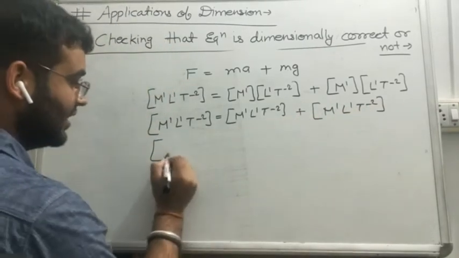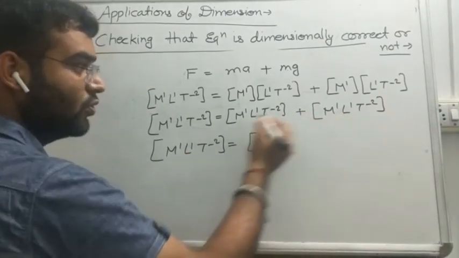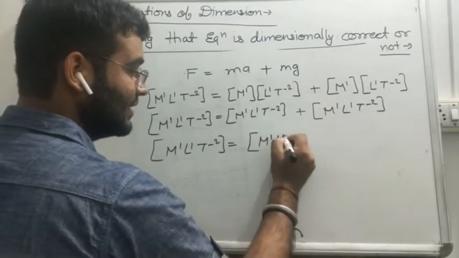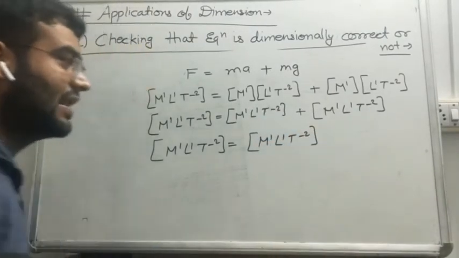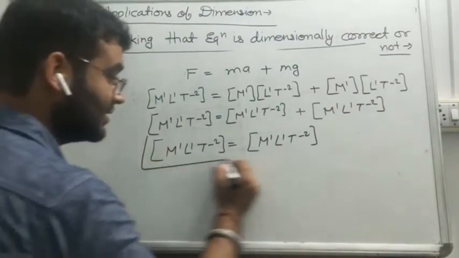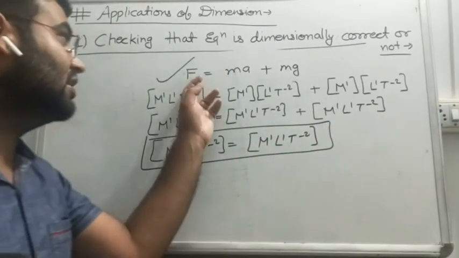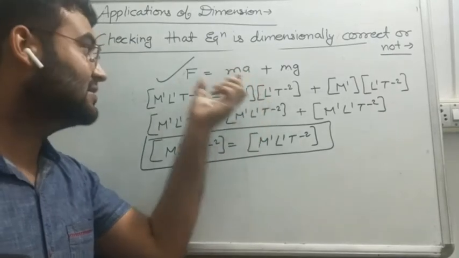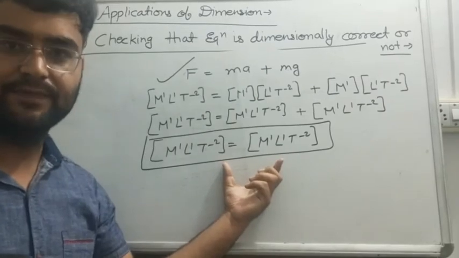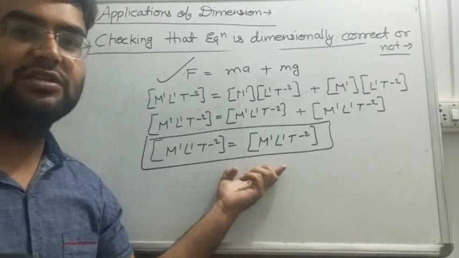Okay, then again M1 L1 T minus 2 is equal to M1 L1 T minus 2. These both dimensions are the same. When dimensions are the same, then we can add them and make them only one. So here what we are saying is that this equation is dimensionally correct, but you all know F is only equal to ma. That means it is not absolutely correct. It is only dimensionally correct, we can say. Okay, so this equation is also dimensionally correct.